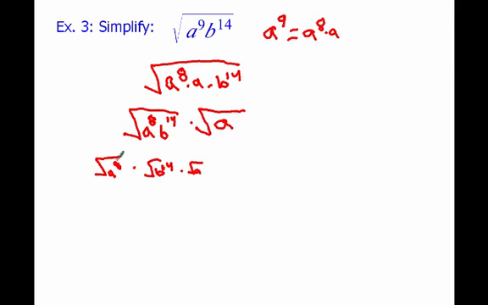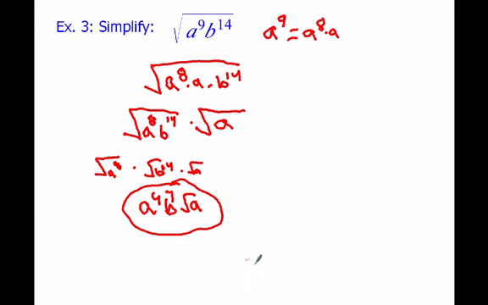Remember, to take the square root of a power, we just divide it by 2. So the square root of a to the 8th is a to the 4th. 8 divided by 2 is 4. Square root of b to the 14th is b to the 7th, because 14 divided by 2 is 7. And the square root of a stays in there by itself. I have no more simplifying to do, so that is my answer. A to the 4th, b to the 7th times the square root of a. All we did is split apart our perfect squares from our non-perfect squares, and simplify the perfect squares.